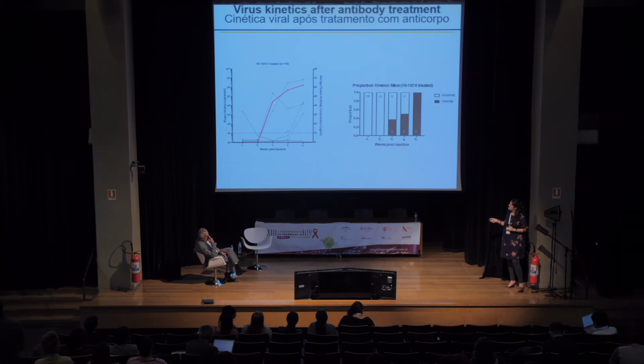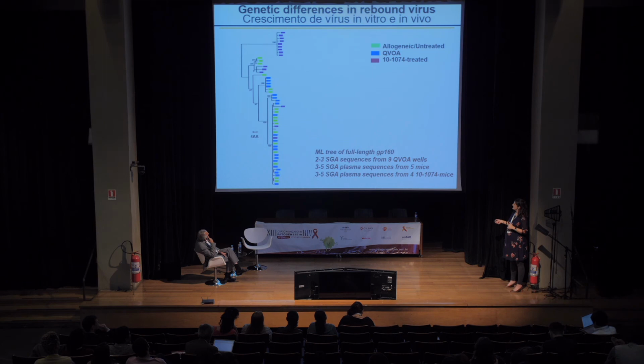Then here the question: we're sequencing the virus that rebounds, the first detectable time point at which you have a high enough virus that we can sequence. The other point I want to make is that virus rebounds when antibody concentration gets really low. Only when the antibody is out of the system does virus rebound. Here I'm showing a slightly larger tree, where in purple are the sequences from mice treated with the antibody 101074. And what we see actually is genetic restriction.